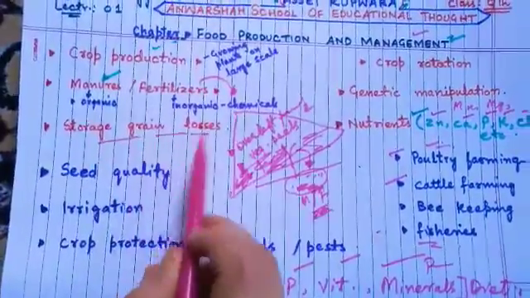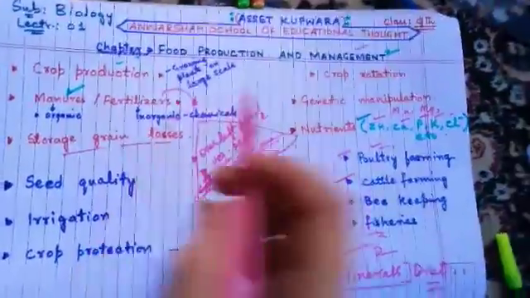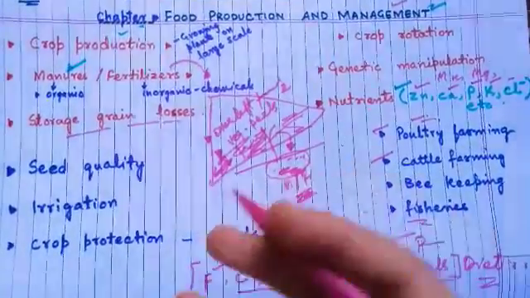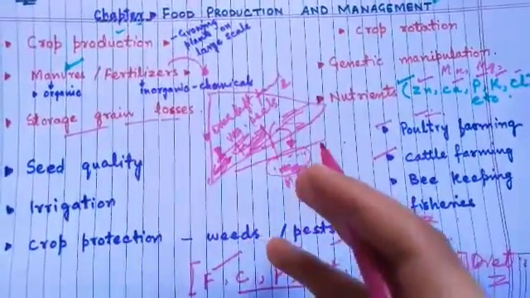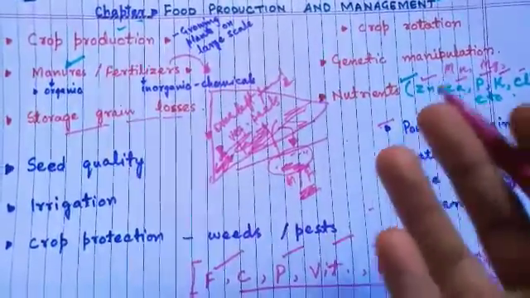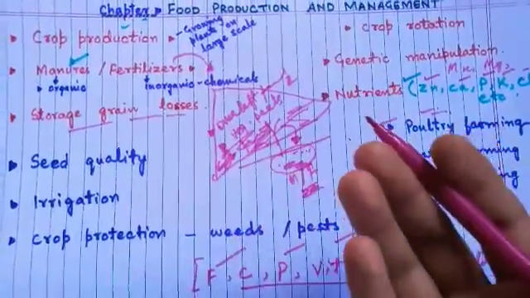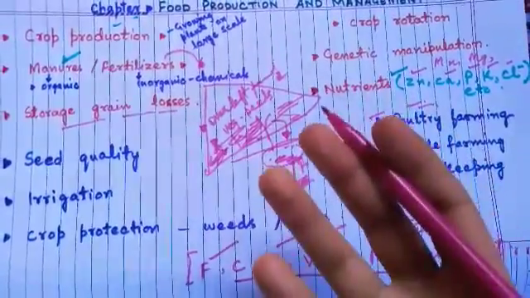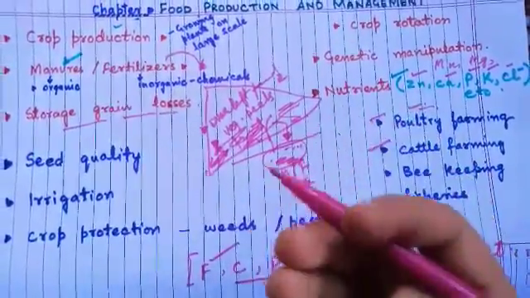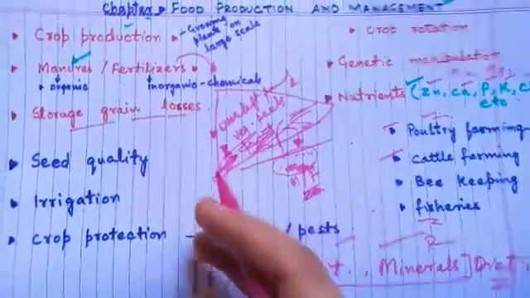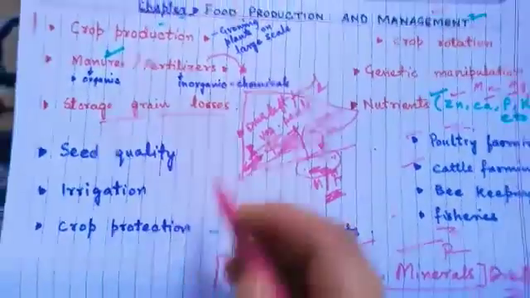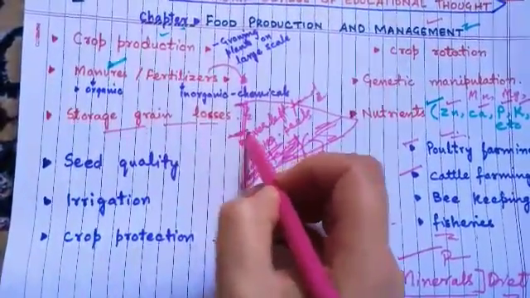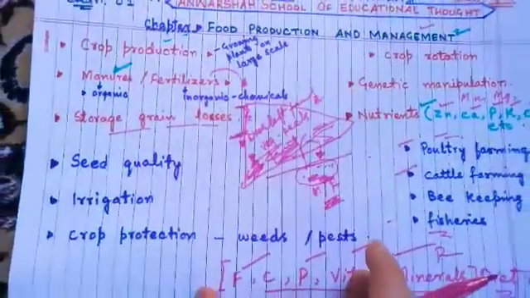Then storage grain losses. Sometimes when there is no proper management, some bacteria act on the stored food grains which are kept for future use. Some fungi, some rodents, for example rats, mice, insects, etc., attack our food grains. How we will compensate these losses, how we will protect our food grains, all this we will read in this chapter.